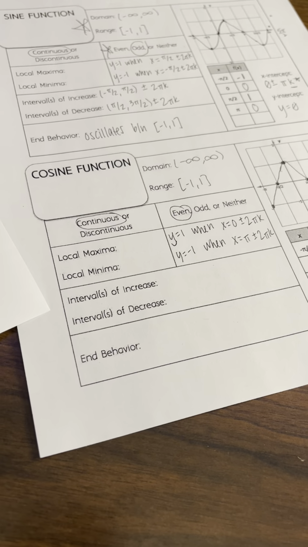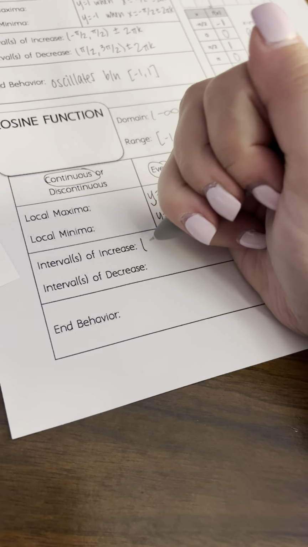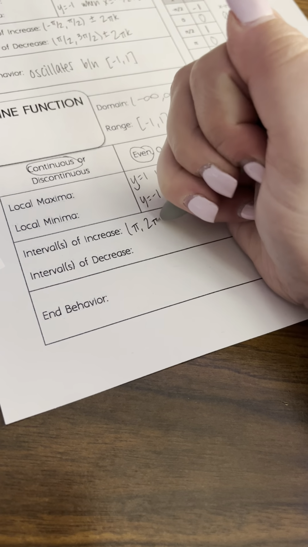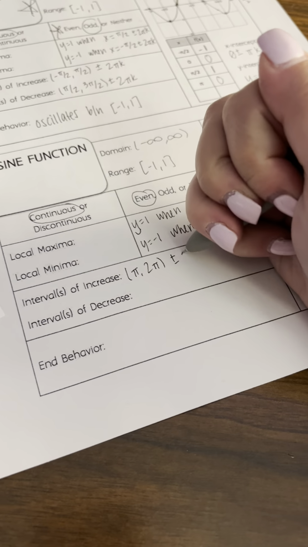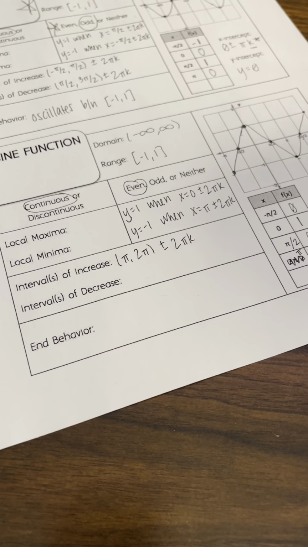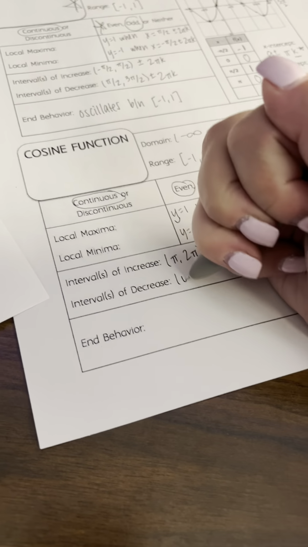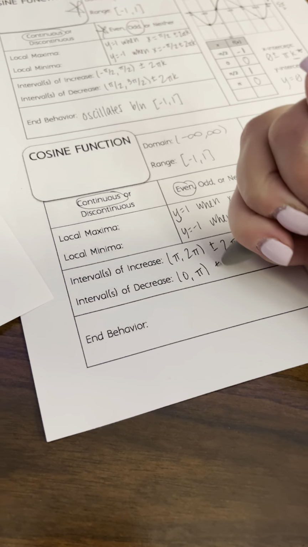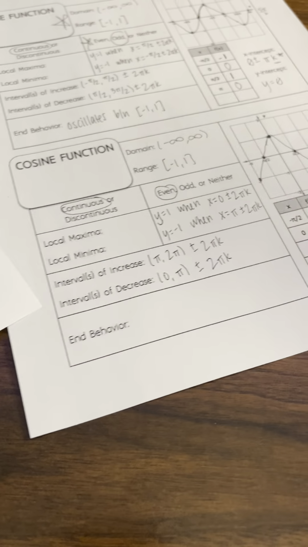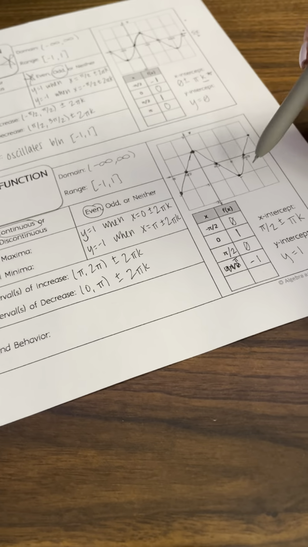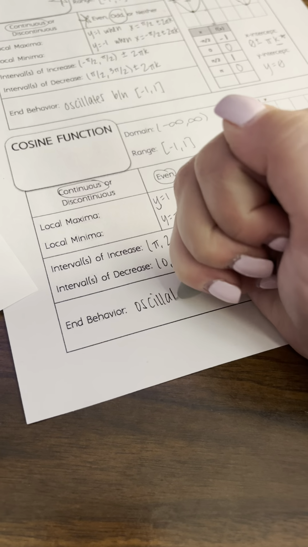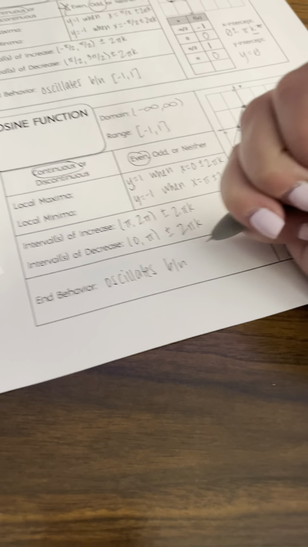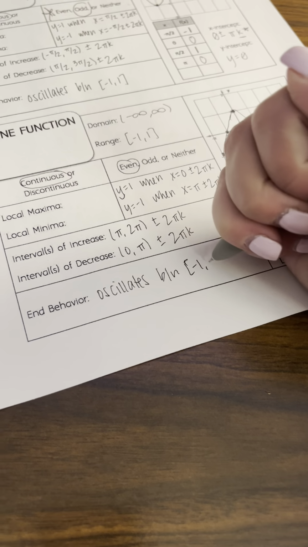So where am I increasing? I'm going to call it pi to 2 pi, because my line's going up from pi to 2 pi. And then plus or minus 2 pi k, coterminal with all the angles in that interval. And where am I decreasing? I'm going to call it 0 to pi, because that's what my x is equal to when my y is going down, my graph is going down. Finally, my end behavior is going to be the same. I'm going to oscillate between -1 to 1.